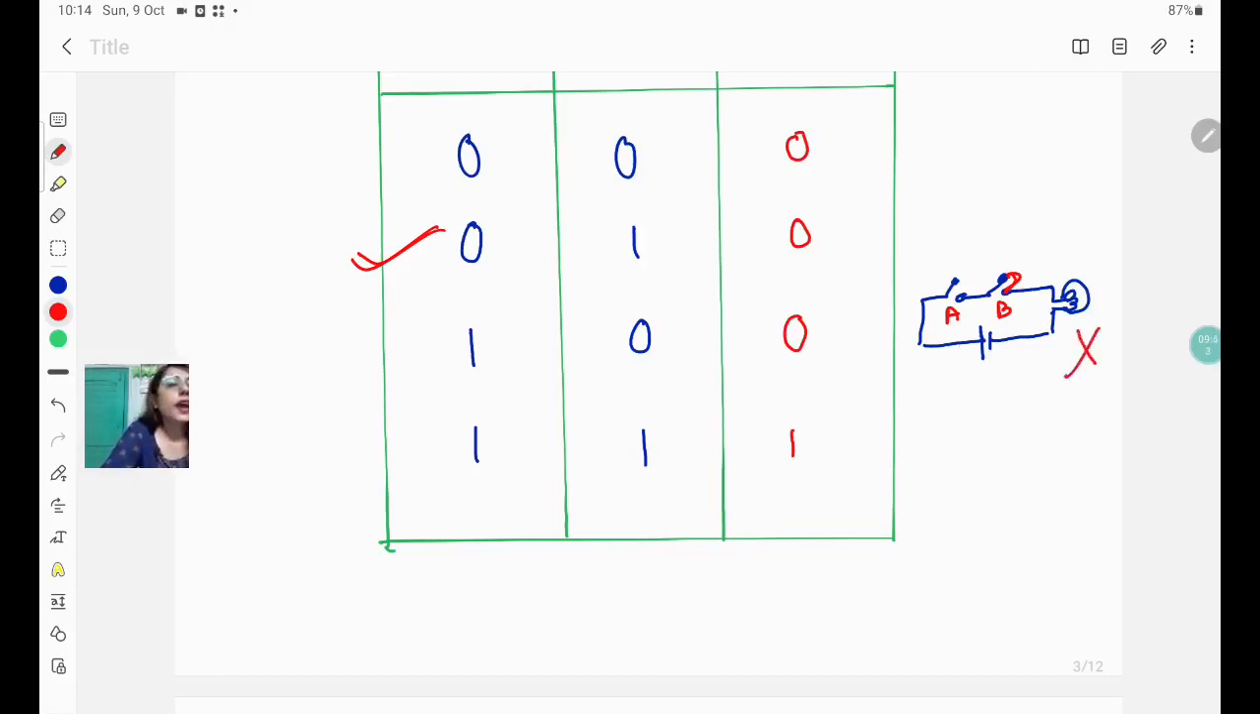Okay, and if both of them are open, that is A is 0 and B is 0, in that scenario also current will not flow through the circuit and the bulb will not glow. That is the first one.